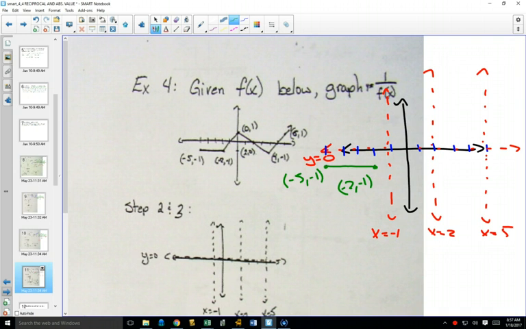Next point that we have, 0, 1, that's going to stay the same. Another point we have is 4, -1. That's going to stay the same. And we have 6, 1. That's going to stay the same. Now, we have a bunch of points, but if you're unsure of where the graph is going to go from here, you can invent some more points from your graph.